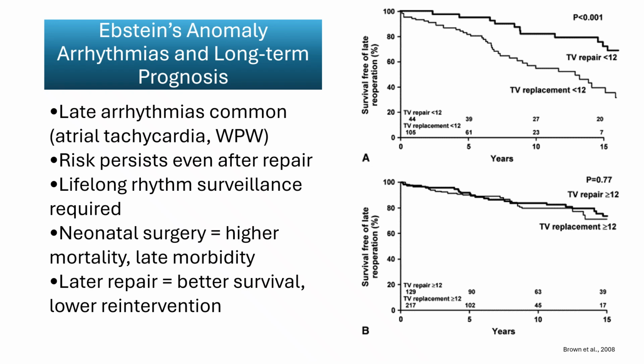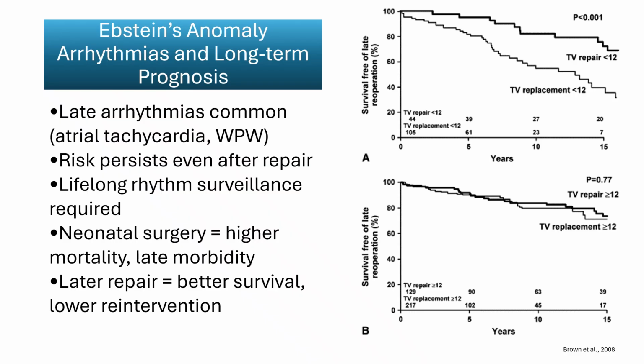Arrhythmias remain a dominant feature across the lifespan in Ebstein's anomaly. Even after valve repair or replacement, atrial enlargement predisposes to atrial tachycardia and fibrillation, while accessory pathways sustain the risk of supraventricular tachycardia and Wolff-Parkinson-White physiology. These rhythm disturbances can occur decades after surgery, making lifelong surveillance mandatory.